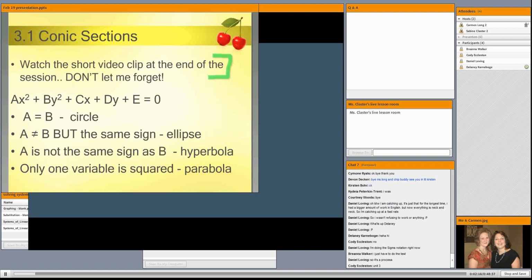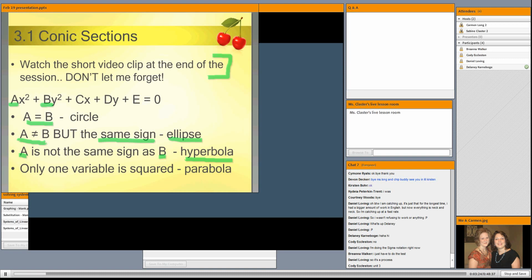22y minus 17 equals 0. If it looks like that, and the only thing you're worried about is the coefficient of the x squared and the y squared, if they're the same, then your conic section is a circle. If those coefficients are not the same, but they're the same sign, so they're both positive or both negative, then it's an ellipse. If A is not the same sign as B, so if A is positive and B is negative, or the other way around, it's always a hyperbola. It doesn't matter if they're the same number. If the signs are opposite, then it's a hyperbola.